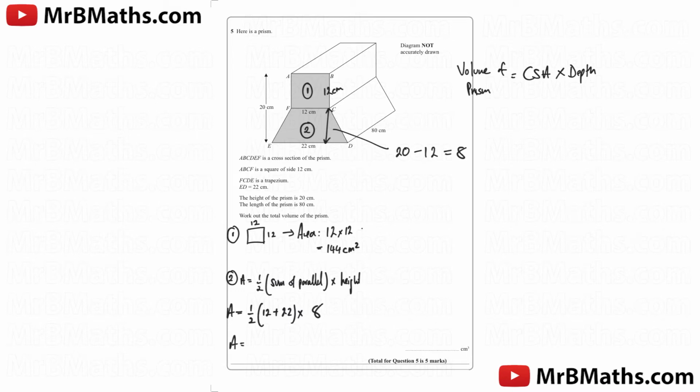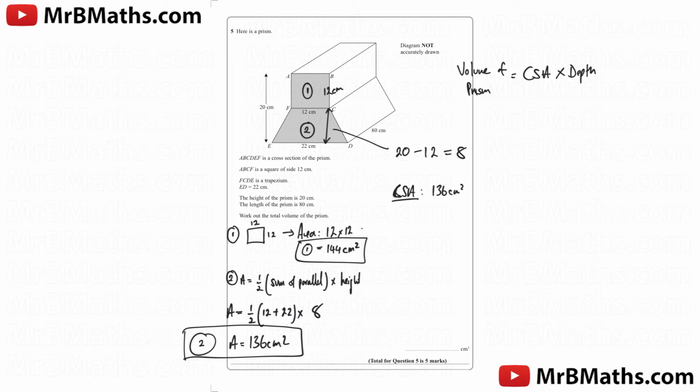So then you can put all of that into your calculator, and don't forget the brackets. Half times 12 plus 22 times 8, and then you get an answer of 136 centimeters squared. So that's for area 2. So we've got area 1 and area 2. So this CSA, cross-sectional area, is going to be 136 centimeters squared plus 144 centimeters squared to give us a grand total of 280 centimeters squared.